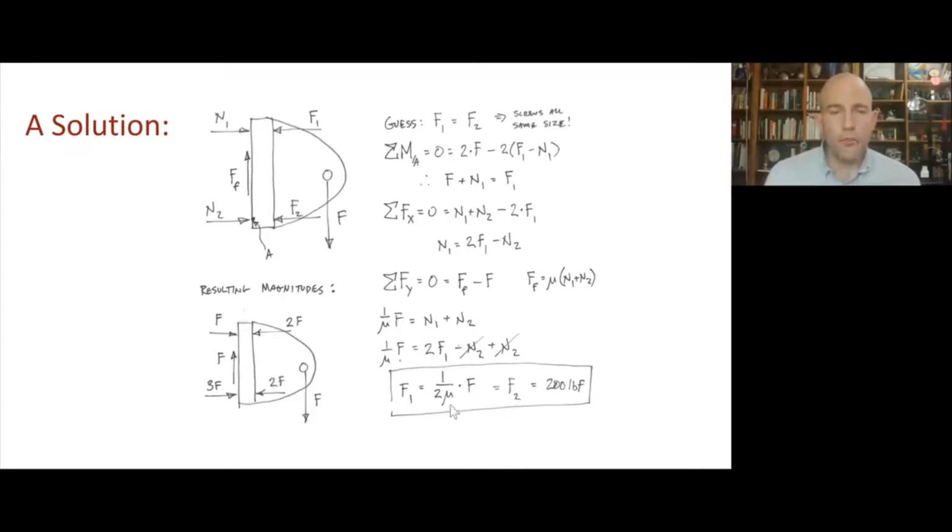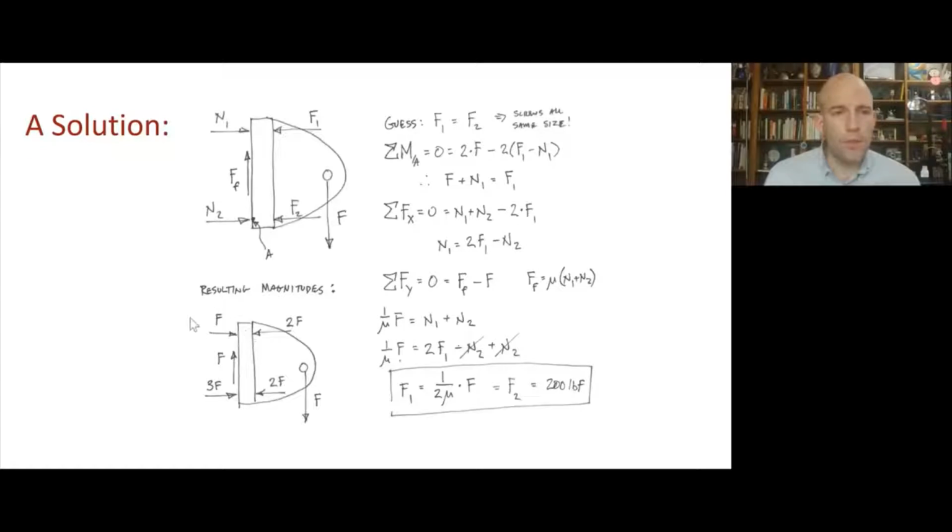And the coefficient of friction was 0.25, so this is 1 over 1/2, that's 2. The force was 100 pounds force. So 200 pounds force is the value of F1. And if we look at this in symbolic form, we'll see that we've said these two are equal and we end up with 2F, 2F.